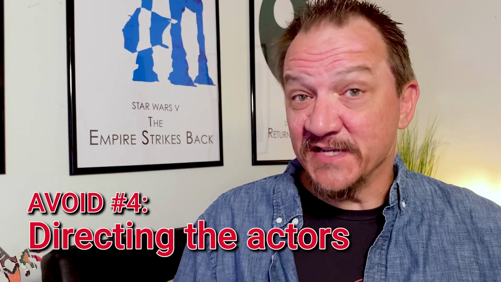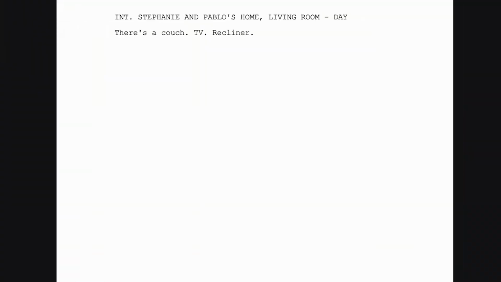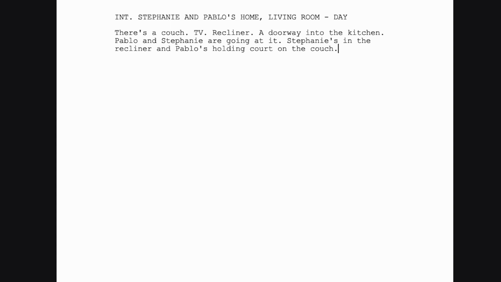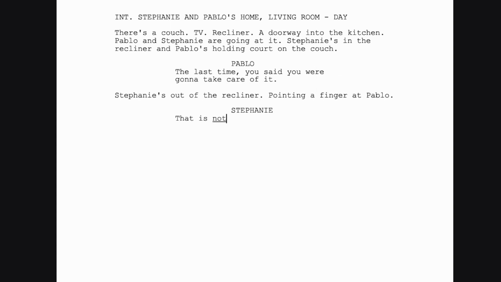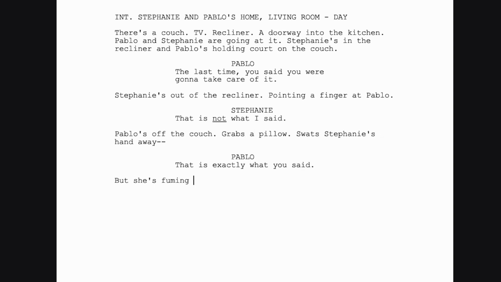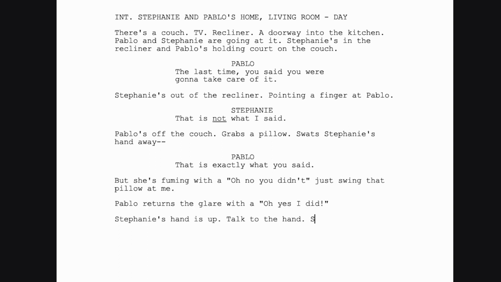Here's how this normally plays out. You, the writer, imagine the scene. You see the setting very clearly. There's a couch, a TV, a recliner, doorway into the kitchen, and Pablo and Stephanie are arguing, and they are going at it. And Stephanie's in the recliner and stands up and points a finger in Pablo's face. He's not having that, erupts off the couch, pillow in hand, swats Stephanie's pointing finger away, and now her face is all, "Oh no, you didn't." And Pablo's all, "Oh yes, I did." And Stephanie's like, "Talk to the hand, I'm done with you," and she storms into the kitchen. But Pablo leaps over the couch to block her path, and you're totally directing the actors.